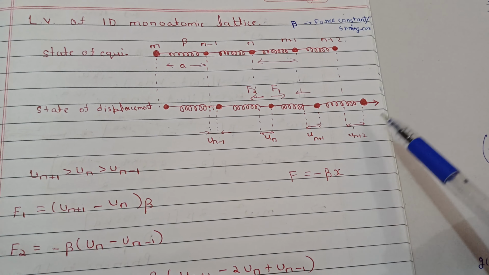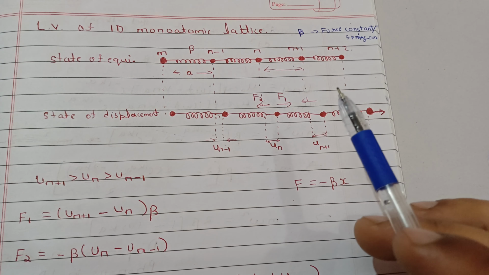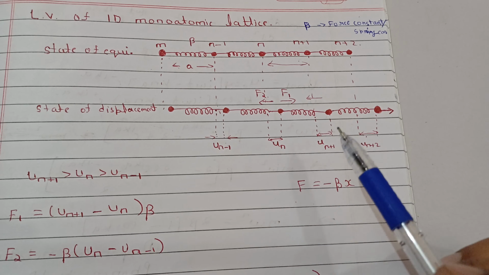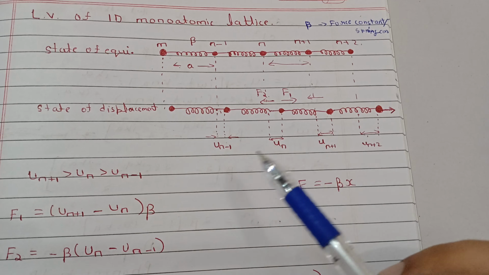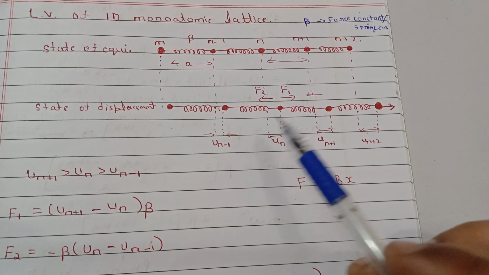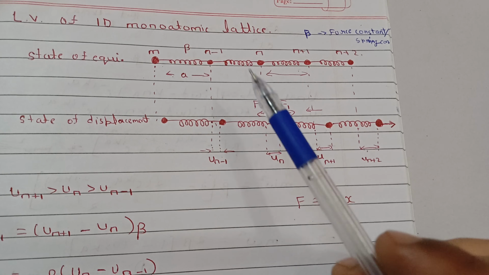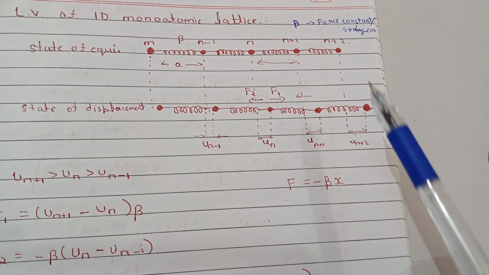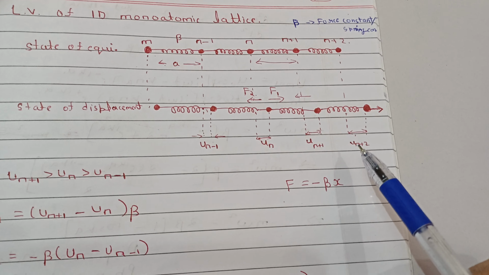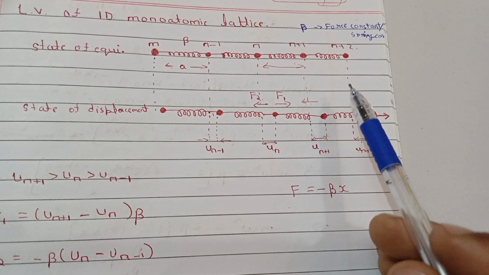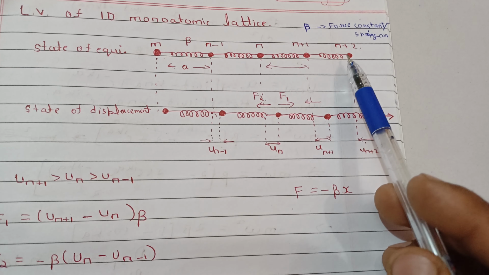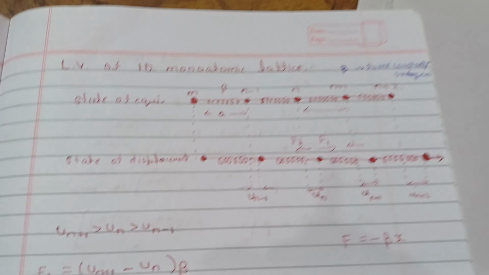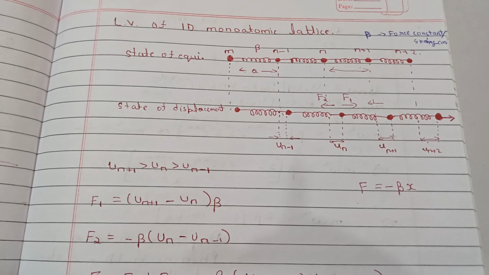This is nothing but a snapshot at a particular time. If you take a snapshot of this system in the displacement mode at a particular time, you will see this situation. Overall, the whole system is just vibrating. The distance between each atom was a. Now we introduce the term u, which shows the displacement from the original position. The first atom is displaced by u(n+2), the second by u(n+1), the third is u(n), and the fourth is u(n-1).